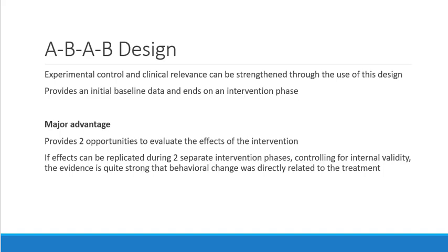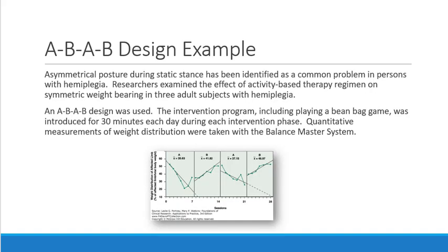There are ABAB designs. Experimental control and clinical relevance can be strengthened through this design. Major advantages: provides two opportunities to evaluate the effects of an intervention. If effects can be replicated during two separate intervention phases, controlling for internal validity, the evidence is quite strong that behavioral change was directly related to the treatment.